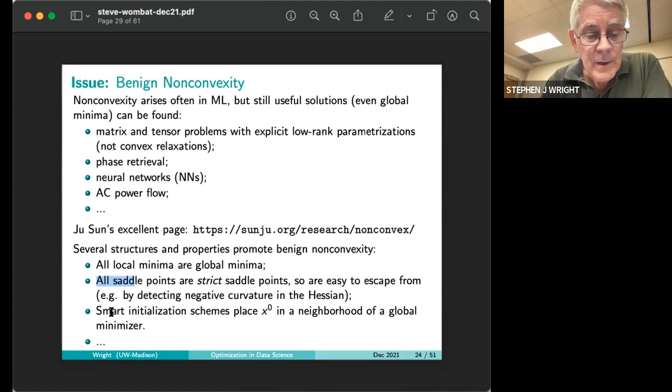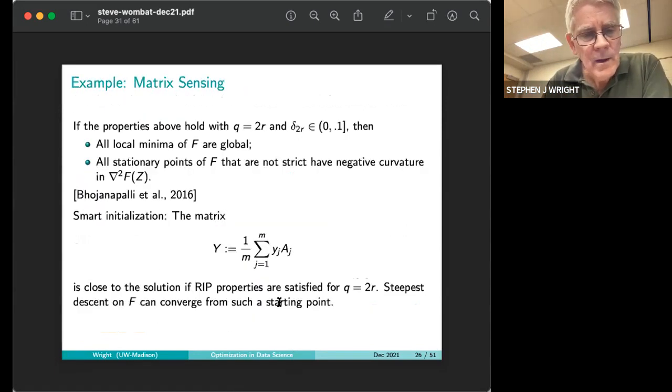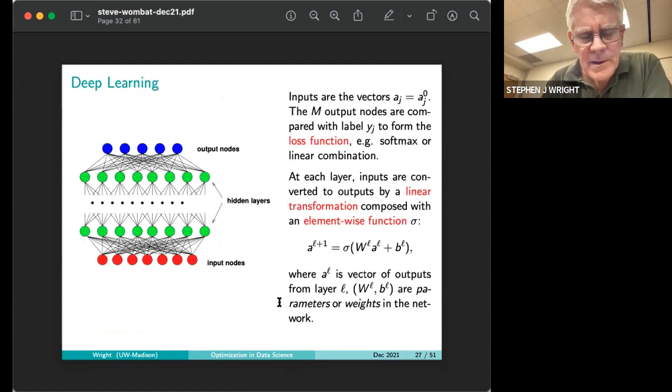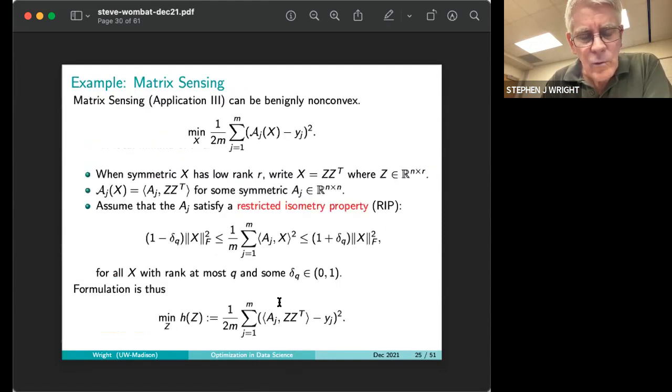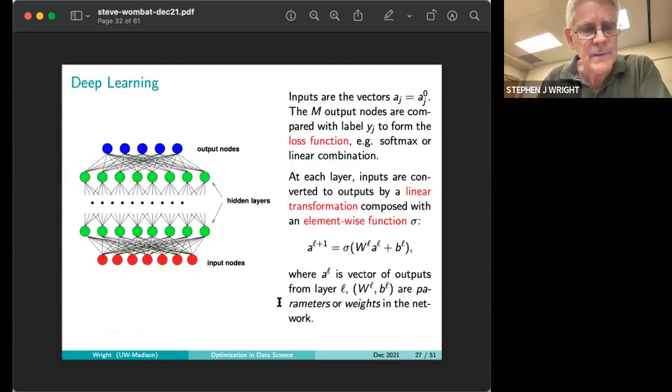Another one that's very common in matrix problems is that very often you can come up with a smart way of finding an initial point x naught that you can guarantee is in a neighborhood of the solution. So if you start from that initial point, you can then just apply gradient descent and go to the global minimizer. So they've got properties like that. Here's an example, matrix sensing, which is maybe one of the simplest problems that has this benign non-convexity structure.